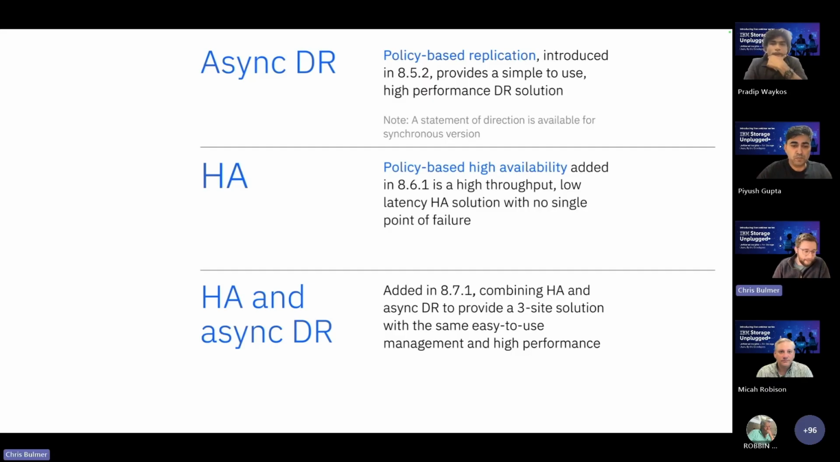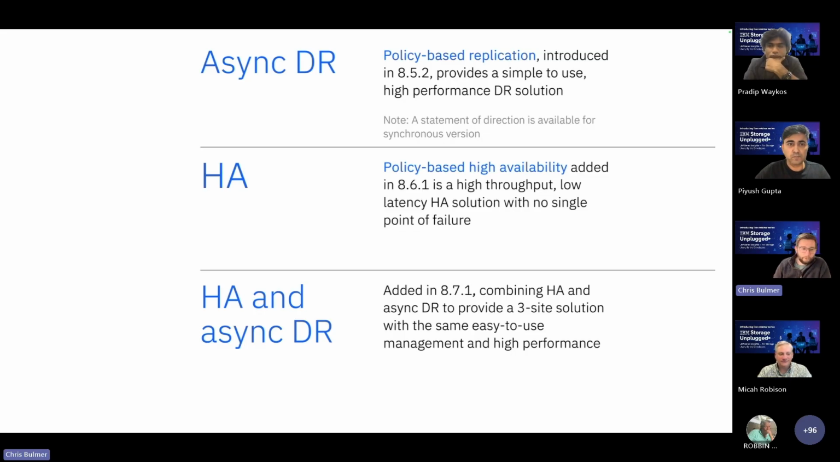A year later, in around September 2023, we introduced what we called policy-based high availability. This was the natural successor to things like HyperSwap and Stretch Cluster, focusing on how we can achieve a highly performant HA solution, but between independent systems. And I'm going to go through that in a lot more detail in the session.